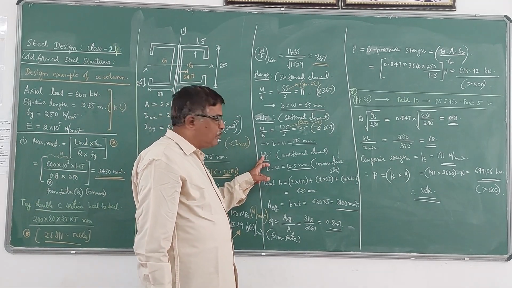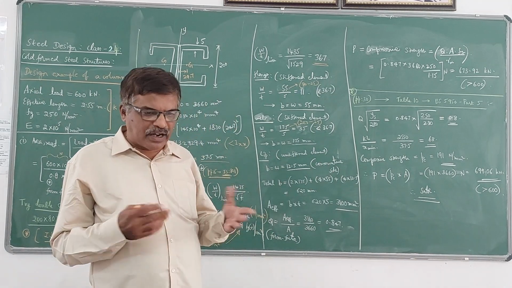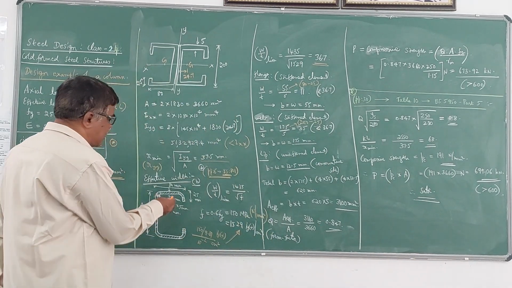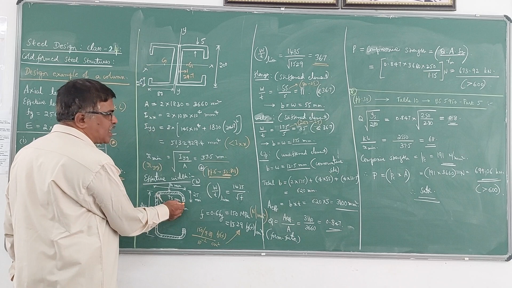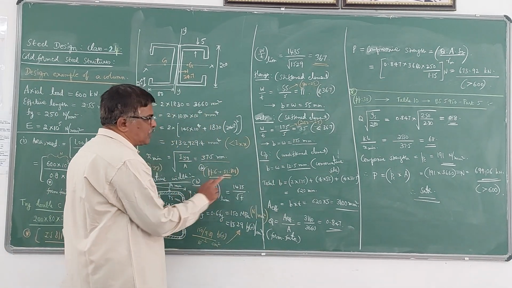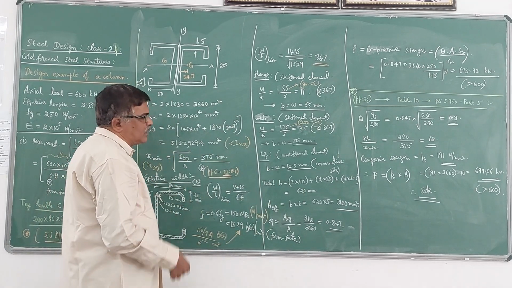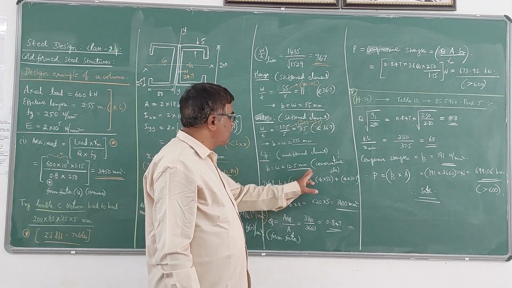Now coming to the third part, that is the lip portion. I will take it as an unstiffened element because it is supported on only one side, the other side is free. On the conservative side, I will take B equal to W, where W is 25 minus 12.5, one side only, so it is 12.5.